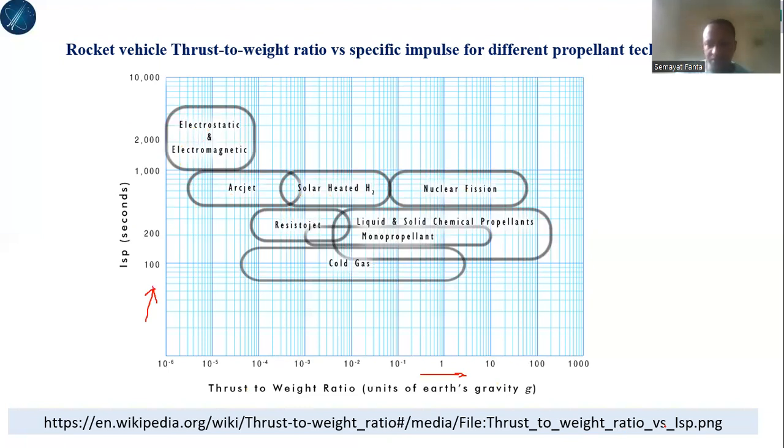So you can get it from Wikipedia. Actually, it is there in the book of George P. Sutton, but this one is adopted from Wikipedia.